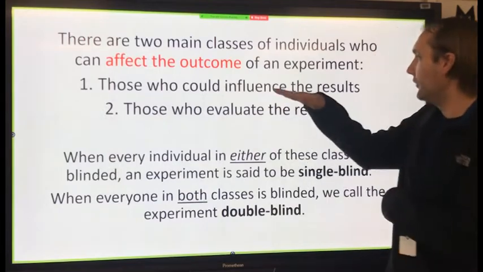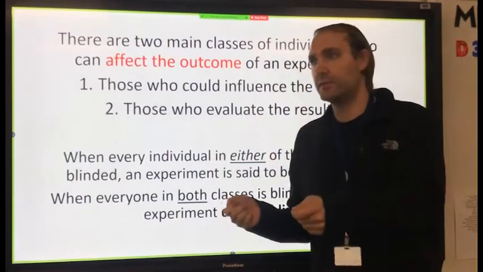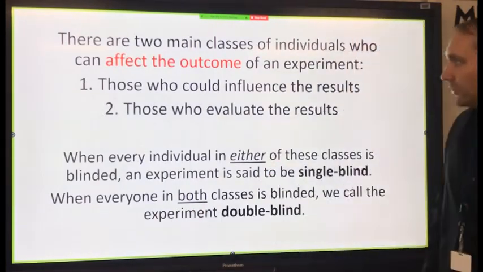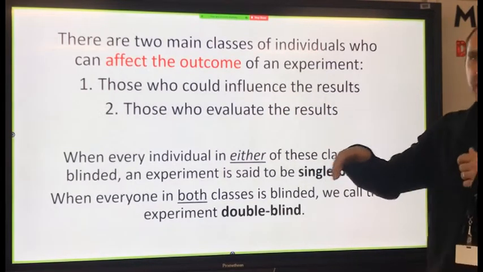So the person who's running the experiment here doesn't know which cake is which, right? He doesn't know which one he gave the participants. He blinded himself to prevent that bias. And then the people who are trying the cake, again, they don't know which cake is which.